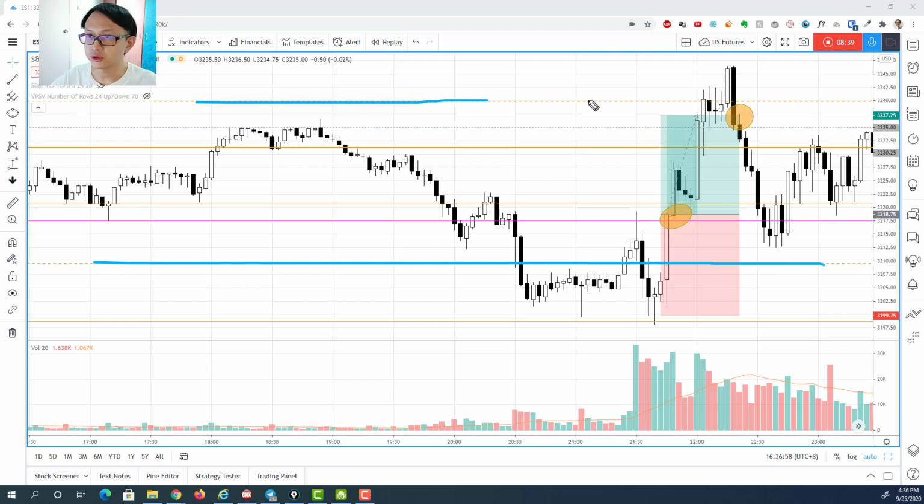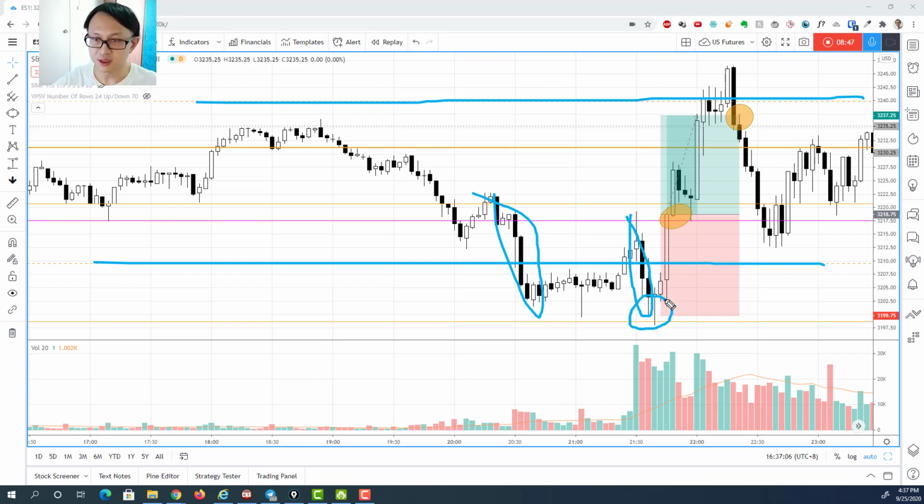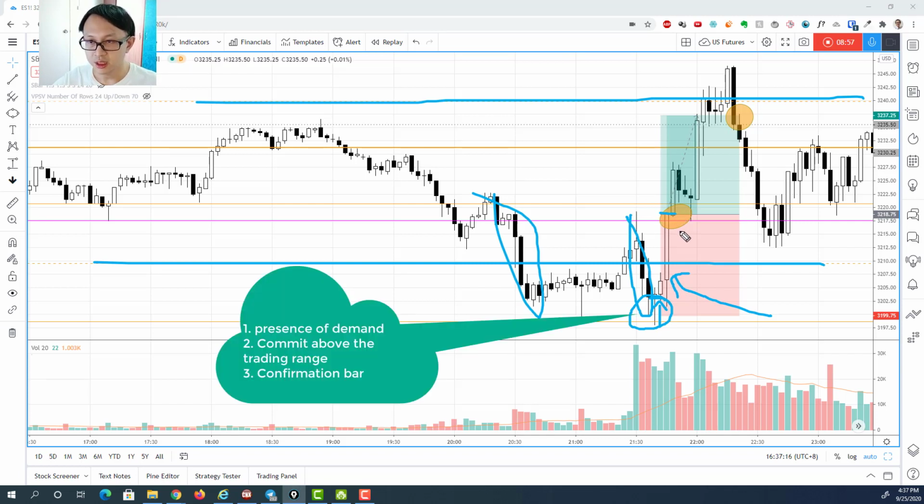So that is the trading range, and this is the first false breakout, second false breakout, and we have seen the demand coming in. So the confirmation bar is not here. In fact, it is right at this bullish bar here. So right after the close of this bar, I just enter a long entry here.